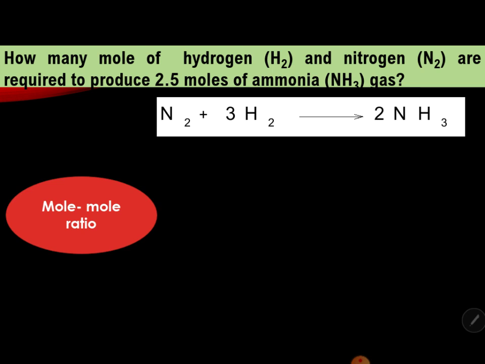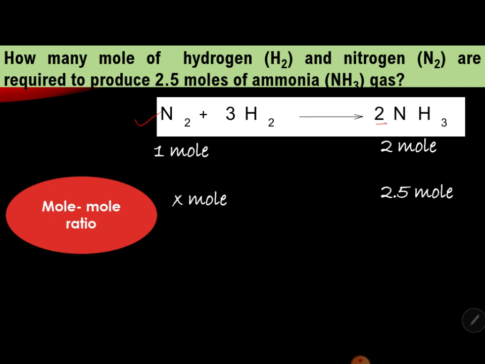So, for this we will prepare data for nitrogen. For nitrogen, you can see that there is no coefficient, so it is equal to 1 mole. For ammonia, the coefficient is 2, so it is equal to 2 moles. Now, we can say that 1 mole of nitrogen is required to produce 2 mole of ammonia gas. In the question, the given quantity for ammonia is 2.5, and the quantity of nitrogen that is required to produce 2.5 mole of ammonia gas is unknown.